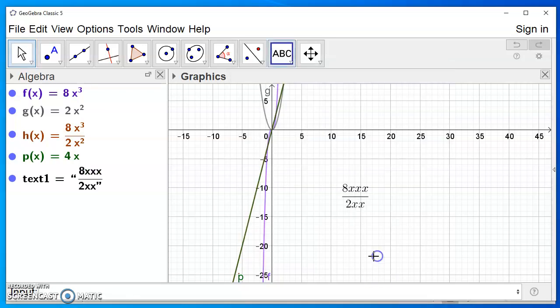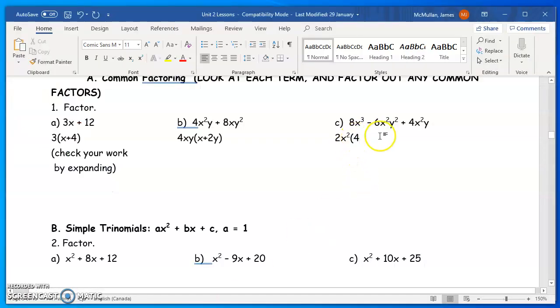Something that looks like that. And really what you're doing here is, if an x is on the top and the bottom, you can cancel it out. So you cancel this one, you cancel this one, you do your 8 divided by 2 is 4, and that's why you're left with 4x at the end of that process. Okay?